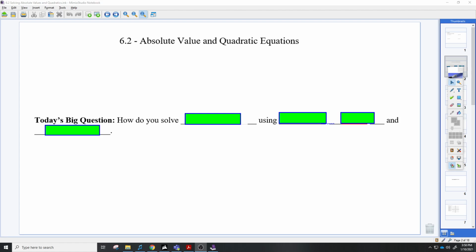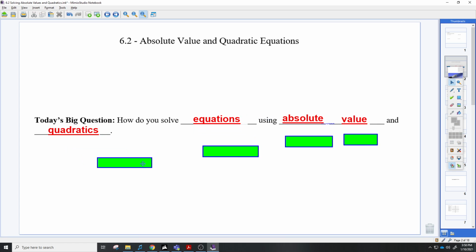Today we're going to be starting 6.2, which is also going to be talking about quadratic equations like we had before, but now we're also going to include something called absolute values because they're solved in kind of the same way. So we're going to talk about both of these. Quadratic equations you should already be familiar with from 6.1. So we're going to work with that a little bit later, and then we're going to start with absolute value. So how do you solve equations that use absolute value and quadratics?